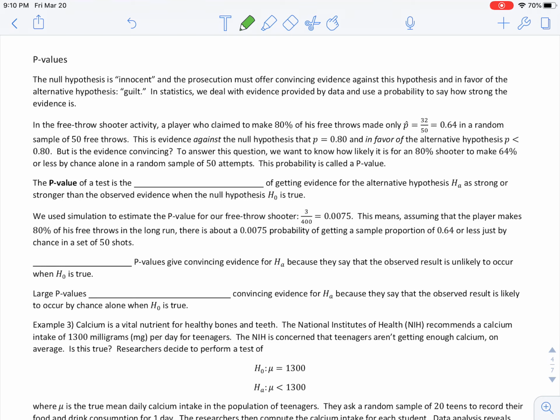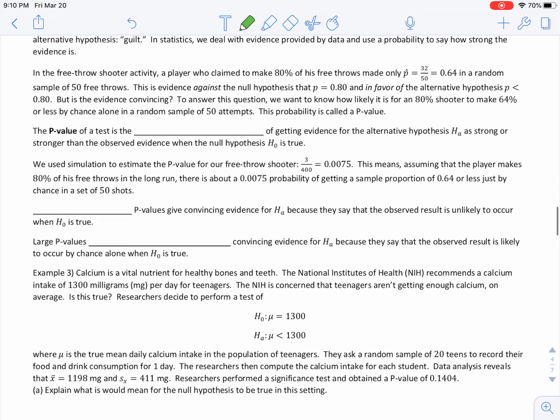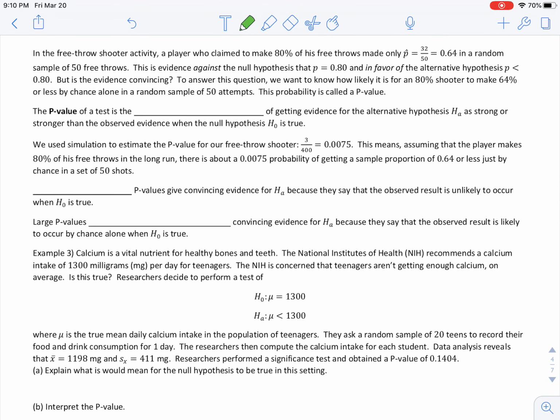So if you're trying to convince them that they're guilty of stealing or something. In statistics, we deal with evidence provided by data. We're going to use a probability to say how strong this evidence is. So in our free throw shooter, we already said that p hat was 0.64. This is evidence against the null hypothesis that p is 0.8 and in favor of the alternative that it's less than. But is it considered convincing? Is it dramatic enough? I briefly described what it would be if we actually simulated this. But I want to know how likely it is to happen if he's really an 80% shooter. That's called the p-value of a test.